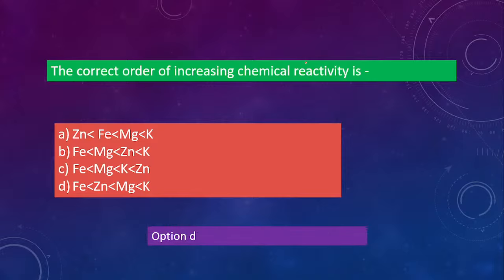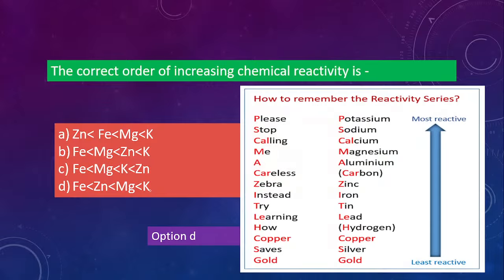So option D. If you see, iron is the lowest, potassium is the highest. Potassium stays right at the top, doesn't it? So see here, potassium is the highest, so potassium will be at the end, right? Look at iron, iron is lower. Then zinc is above, magnesium is above. Okay, I hope you all know how to remember it.